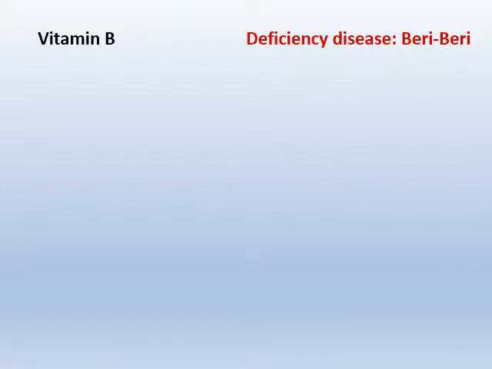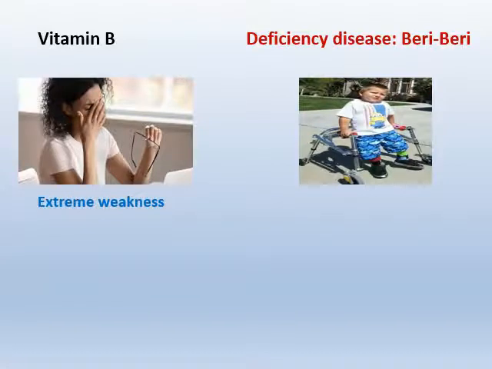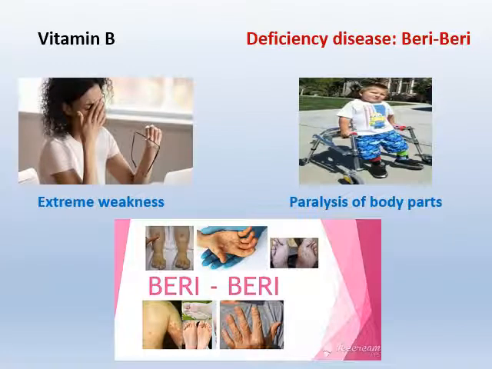What is it? Beriberi. Now how does the person suffer with beriberi? Extreme weakness. Very soon the person becomes very weak. He can't complete his work and can't concentrate on his work. So when the person suffers with a disease called beriberi, the first symptom we see is extreme weakness. The next one is paralysis of body parts. Paralysis is nothing but being unable to move some of our body parts. And now here you can see the different images on the disease beriberi.